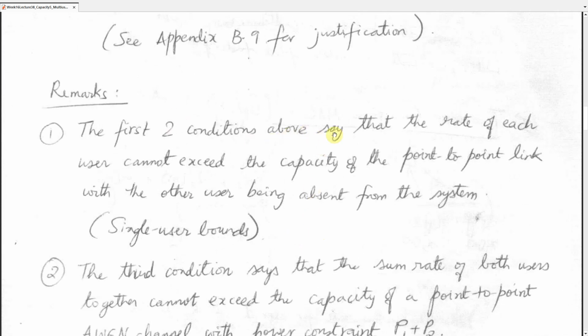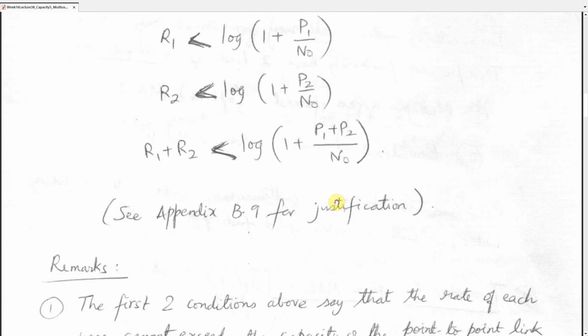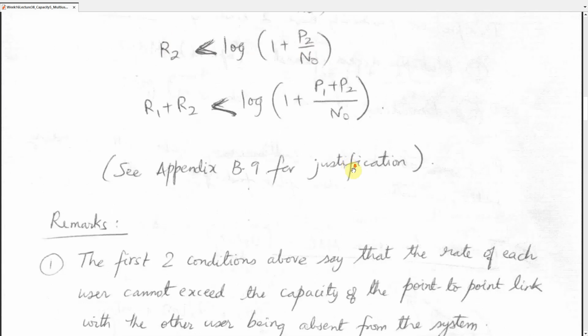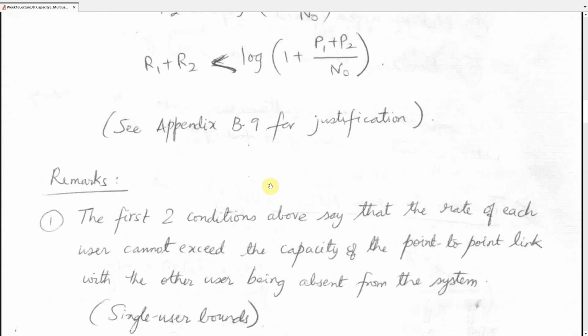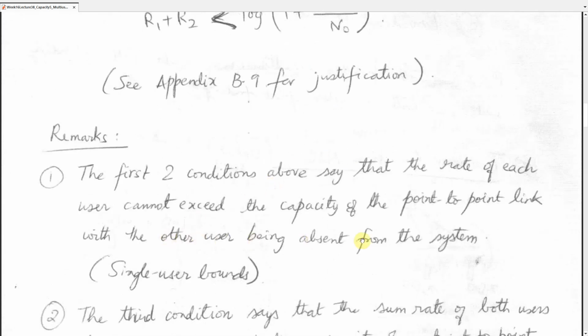The first two conditions above, what do they say? They say that the rate of each user cannot exceed the capacity of the point-to-point link. So R1 is smaller than log of 1 plus P1 over N naught, so R1 cannot exceed this rate. This is a single user rate for a point-to-point link, with the other source being absent from the system. Similarly, we don't have R1, we only have R2. So these conditions are called single user bounds.